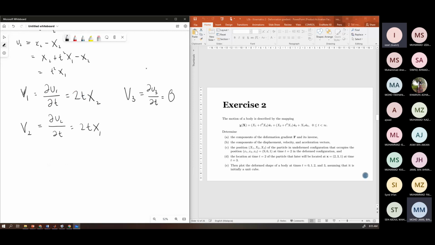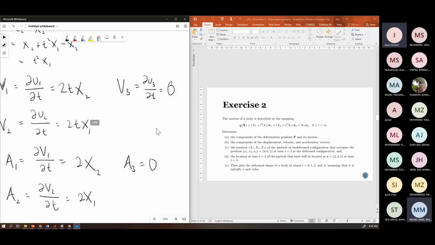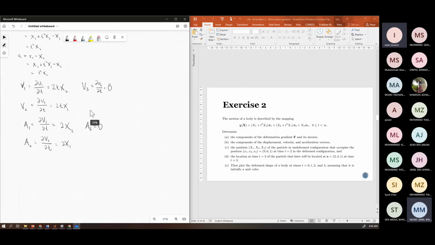Then repeat for acceleration. So differentiate this with respect to time. You get 2x2. And then A2, differentiate V2 over time. You get 2x1. And lastly, A3 is 0. Okay. And this is in Lagrangian.